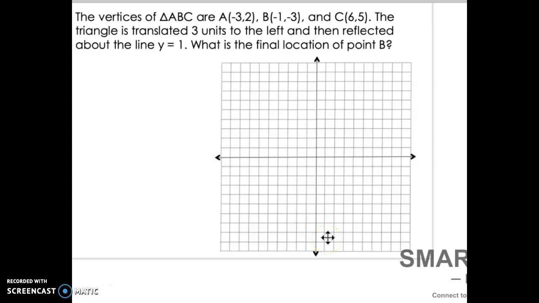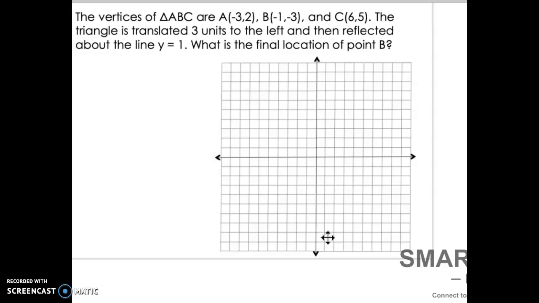All right, so the vertices of triangle ABC are point A with the coordinates -3, 2, point B with the coordinates -1, -3, and point C with the coordinates 6, 5. The triangle is translated 3 units to the left and then reflected about the line y equals 1. What is the final location of point B?